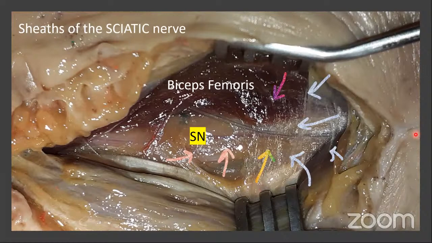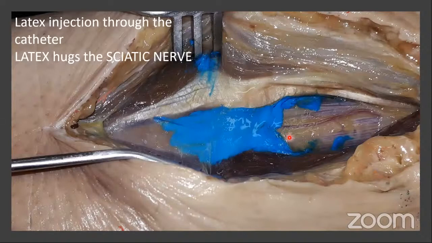Now, I don't have the video running, but when you inject, the latex goes this way, and then it spreads more caudad. So this is what we found in our four specimens. And this is the latex which was injected here. And you can see that this is the tip of the catheter. Can you see this? It's the tip of the catheter very close to the biceps femoris.